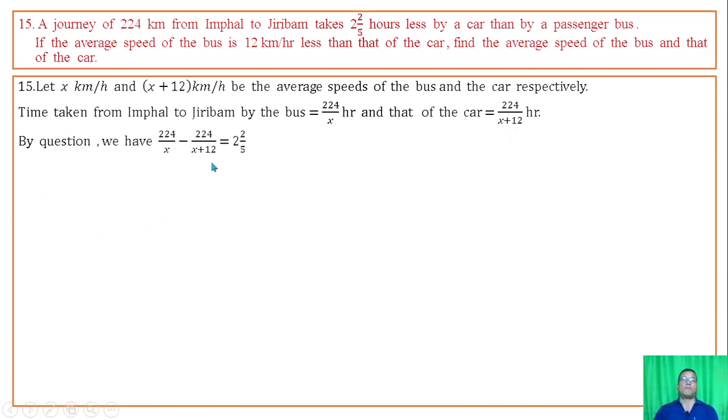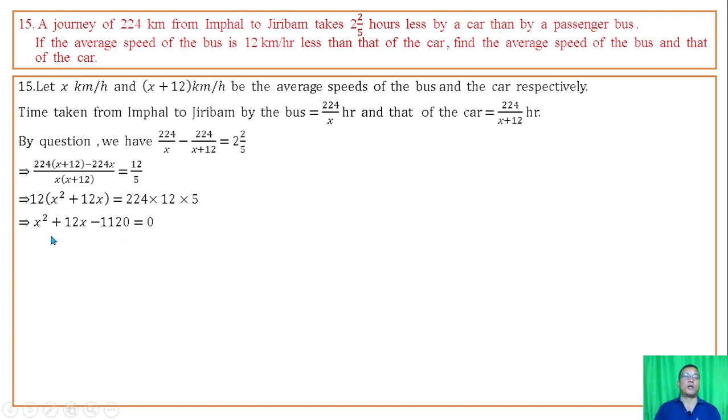By question we have the speed of the bus and the car, and we take the first number as the numerator and the denominator, giving the value 2 and 2 whole 2/5. Simplify, sum up, cross multiply, and we get a quadratic equation. Factorize by splitting the middle term. Then we have this factorization: x plus 40 into x minus 28 equal to 0.